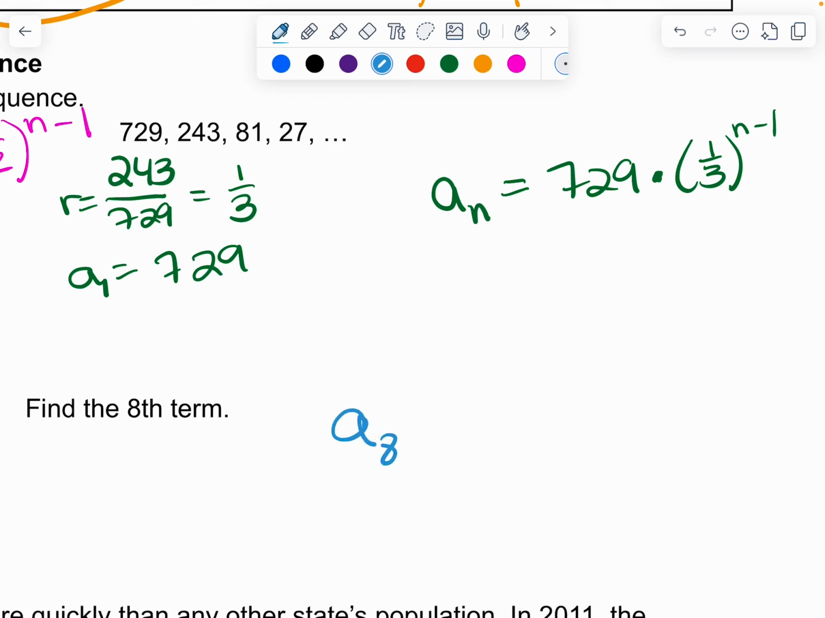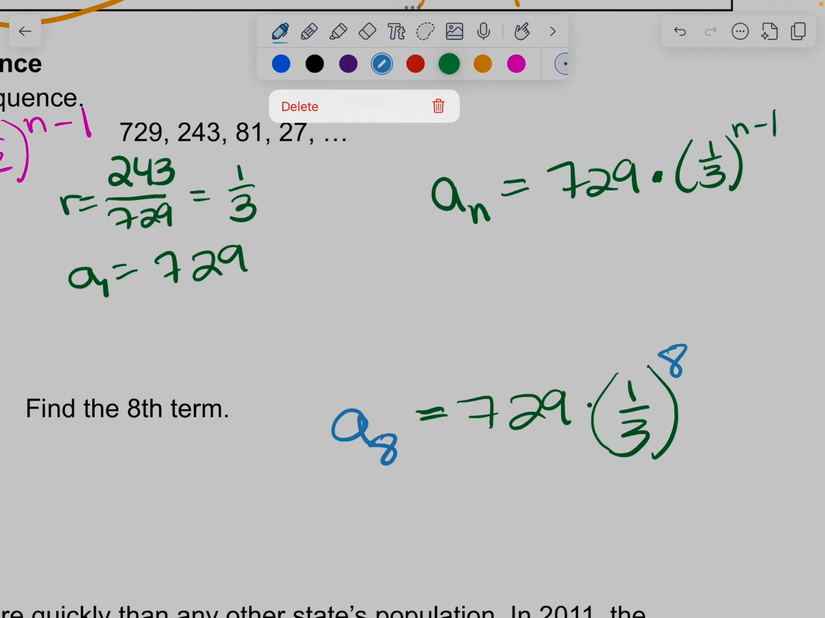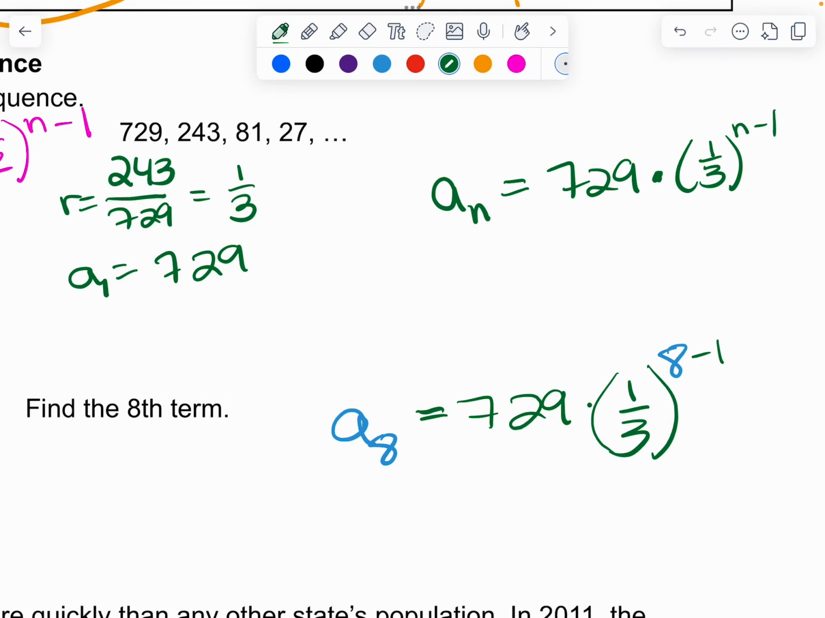So a sub 8 is going to equal 729 times 1/3 raised to the 8, oopsie daisy, minus 1. So a sub 8 equals, and I'm going to take 729, and now this one, make sure you do parenthesis 1 divided by 3, close parenthesis, raised to the 7th power, and you will get 1/3.